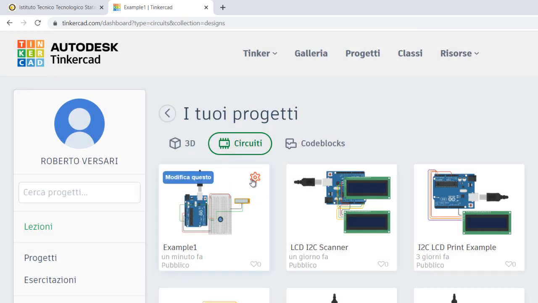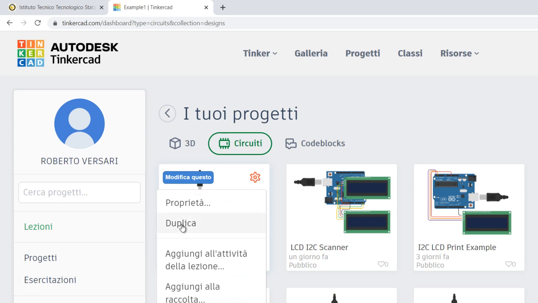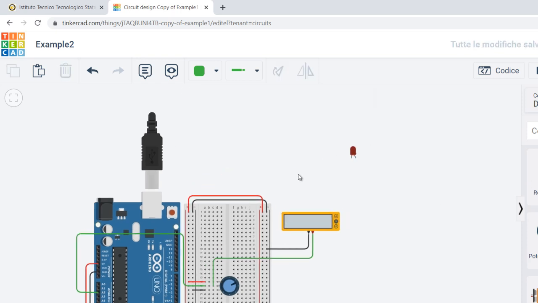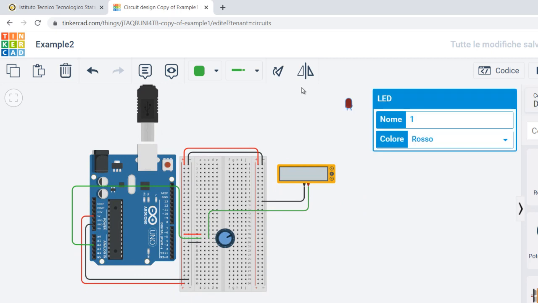And I can also duplicate it, copy and paste it. So if I click on duplicate, I have another, the same project called copy. I change the name, for example, 2. And now I can work on this project that starts from the previous one, but I can add all the components I need. For instance, a LED, we put it in a useful position.